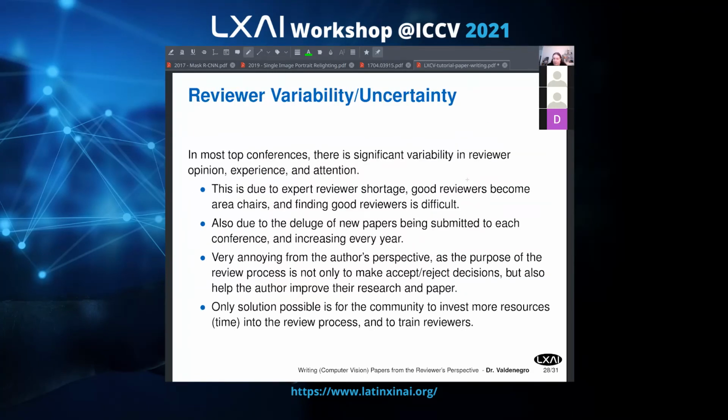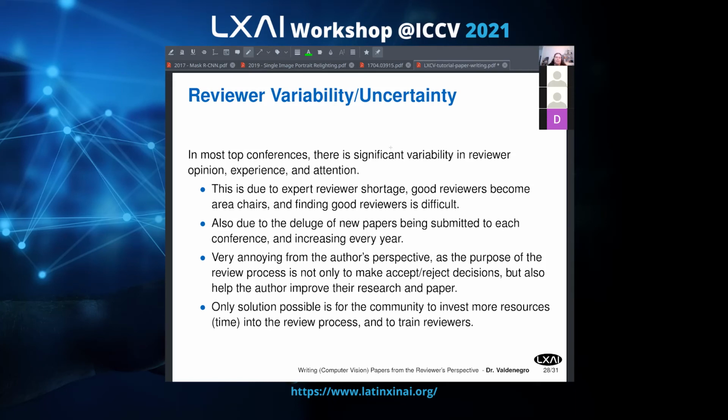So yeah, we think we're close to the end of this tutorial, at least the practical part, or at least the talk. So one point that we also need to take into consideration is that there's a lot of reviewer uncertainty and variability. Like you as authors, you definitely need to be aware that in most top conferences, there's a significant variability in reviewers because there's a variability in reviewer opinion, experience of the reviewers, and attention of the reviewers.